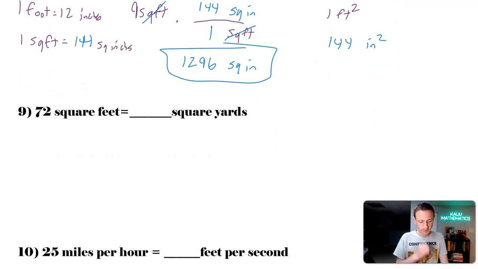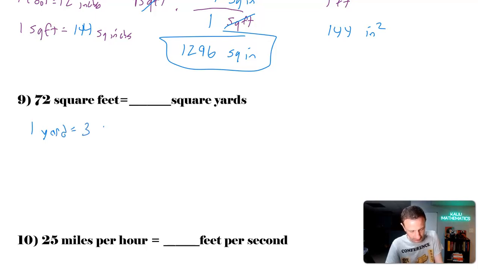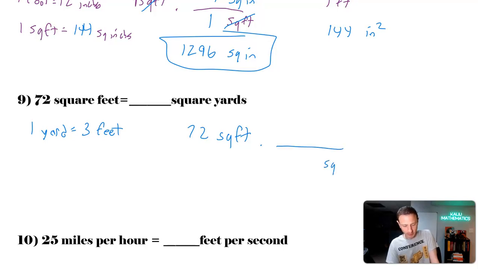Let's look at the next one. Now we're going to go from square feet to square yards. So 1 yard, just knowing conversions here, is 3 feet. And what we want to have happen, so I have 72 square feet. I want to multiply this by some factor where the square feet will cancel out. And then I want it to be in square yards. That's what my goal is right now.